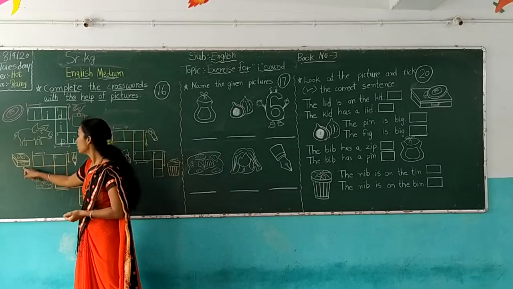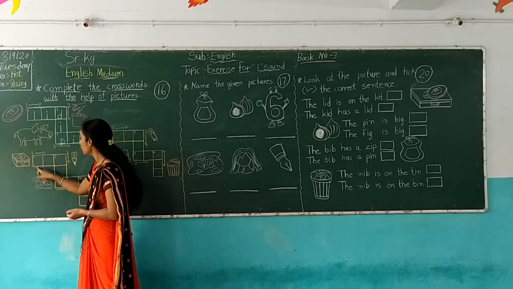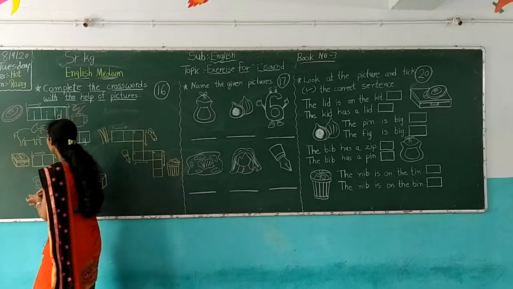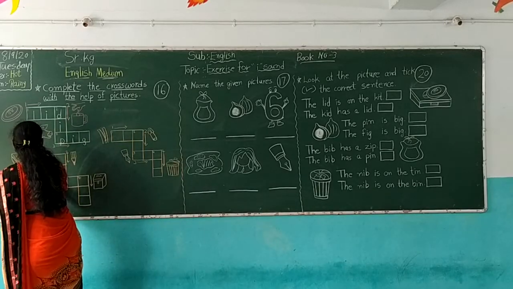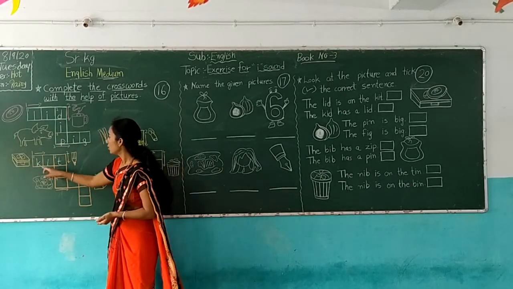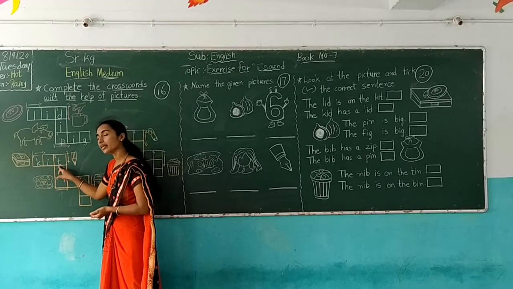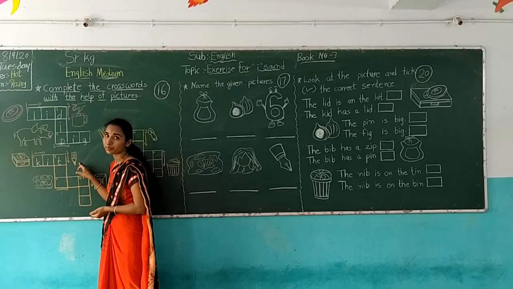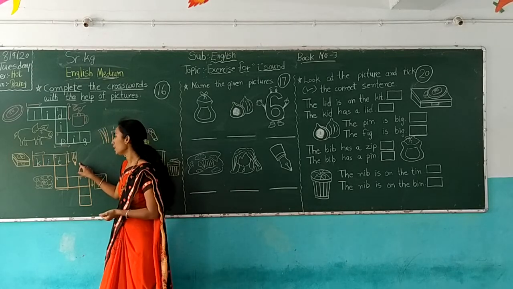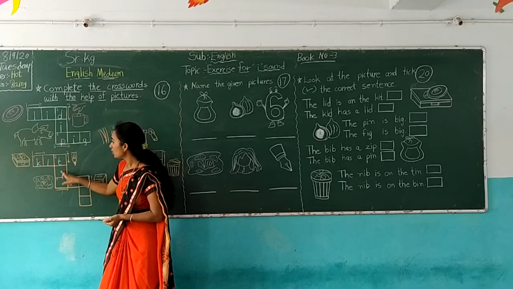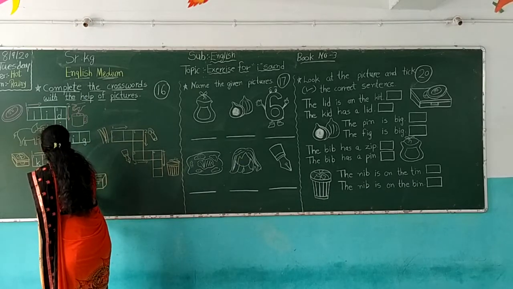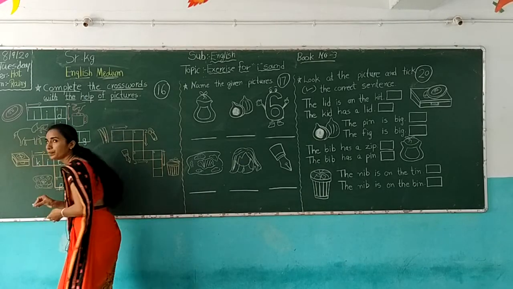Next, which picture is this? Kit. What is this? Kit. So here we write kit. Ka, it, kit. Here, tip. Which picture is this? Tip. Ta, ip, tip. Here we write ta, ip, tip.